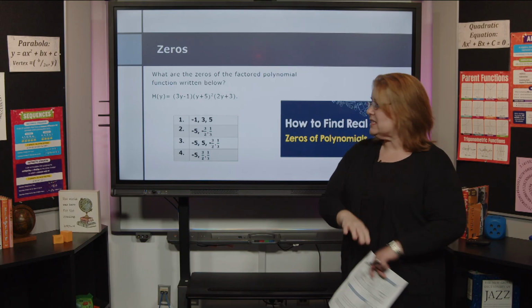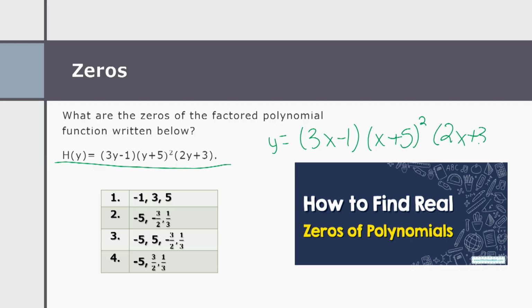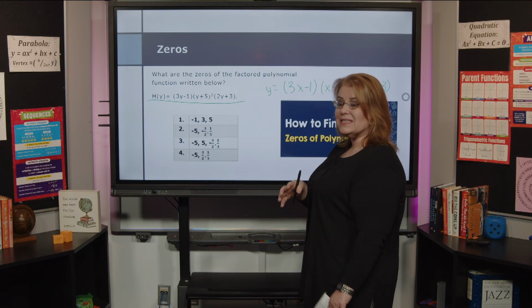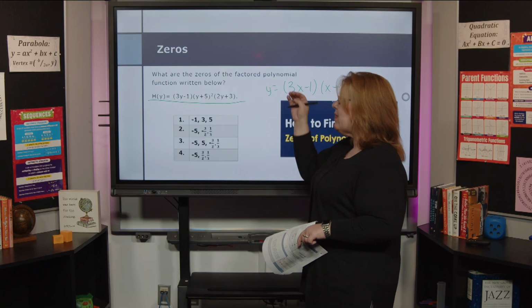So as you pull up Desmos, you're going to plug this function in. And since Desmos uses x and y, we would write it as y equals 3x minus 1, x plus 5 squared, 2x plus 3. We plug that into our Desmos. Then I see every time that graph touches or crosses my x-axis, and that's my zero, because I have my number and 0. Y equals 0, that's what my zeros are.